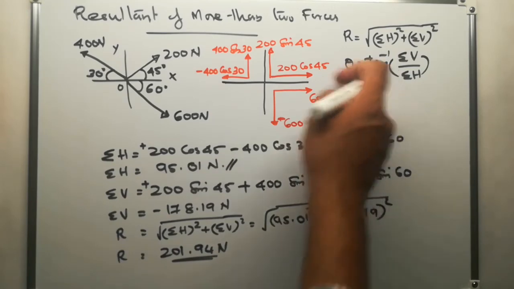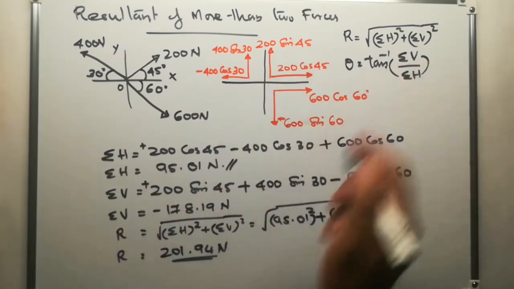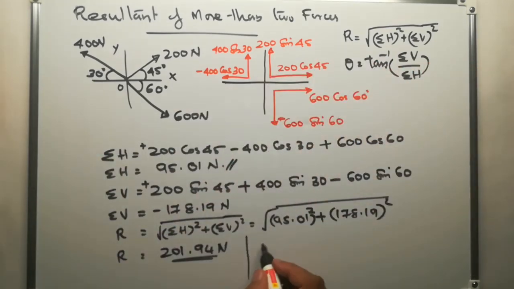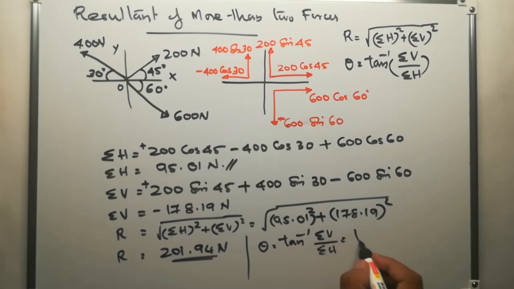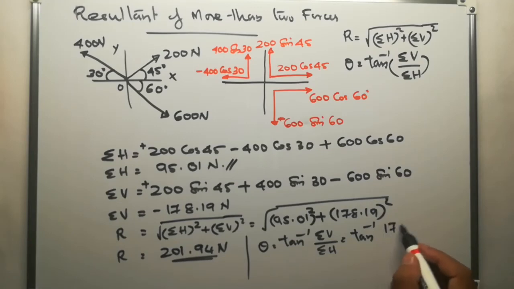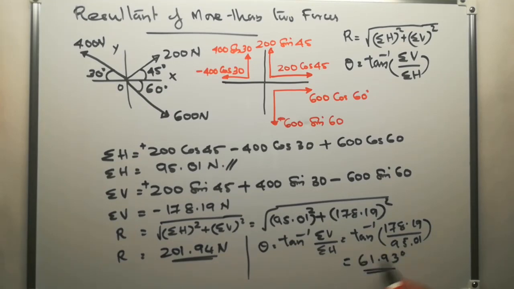Now we need to find out theta. Theta is equal to tan inverse sigma V by sigma H. That is, theta is equal to tan inverse of 178.19 divided by 95.01, and we will get theta equal to 61.93 degrees with respect to the x-axis.